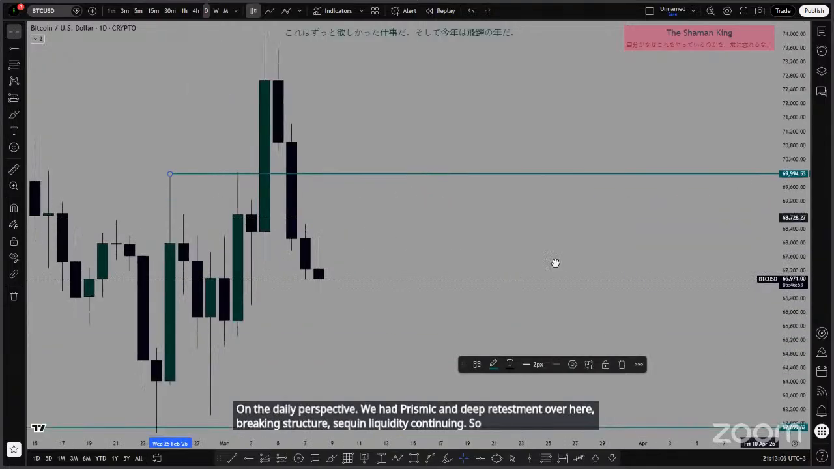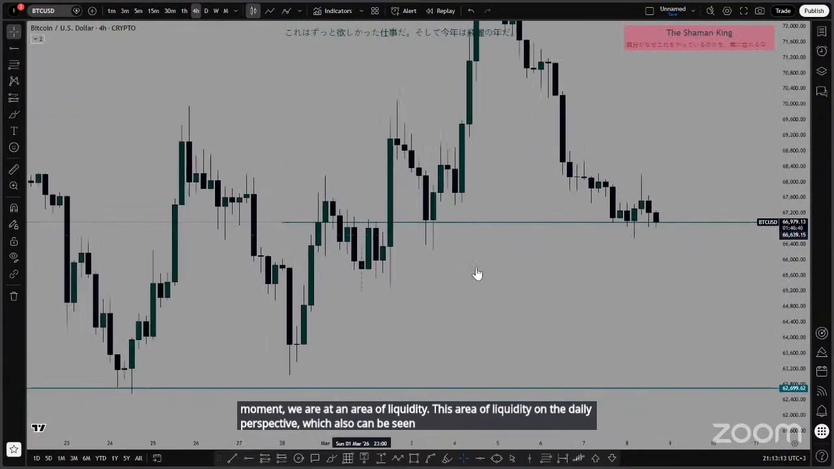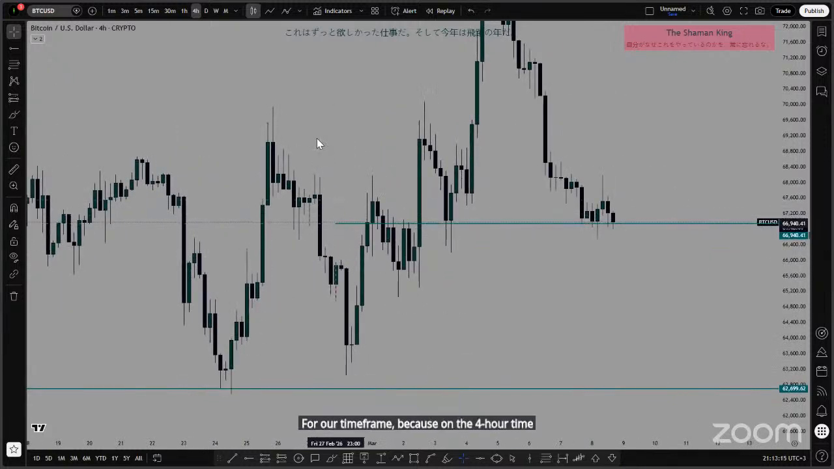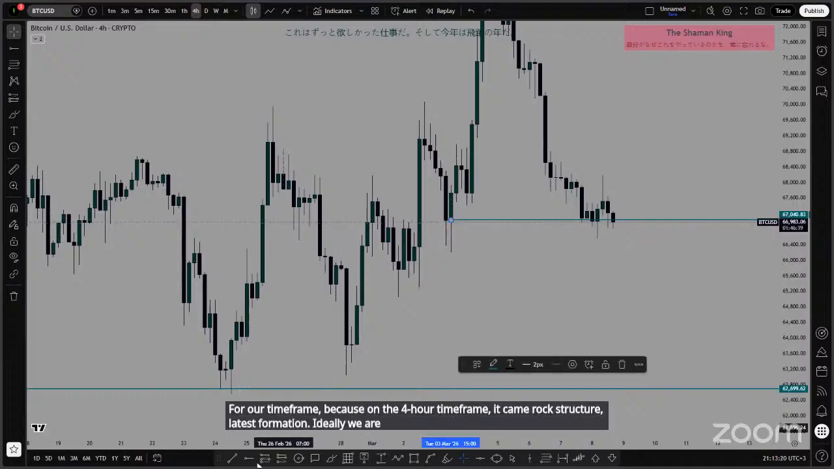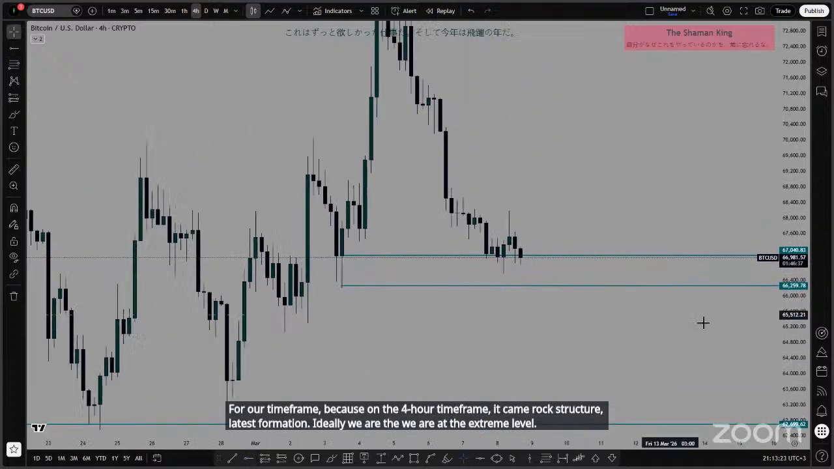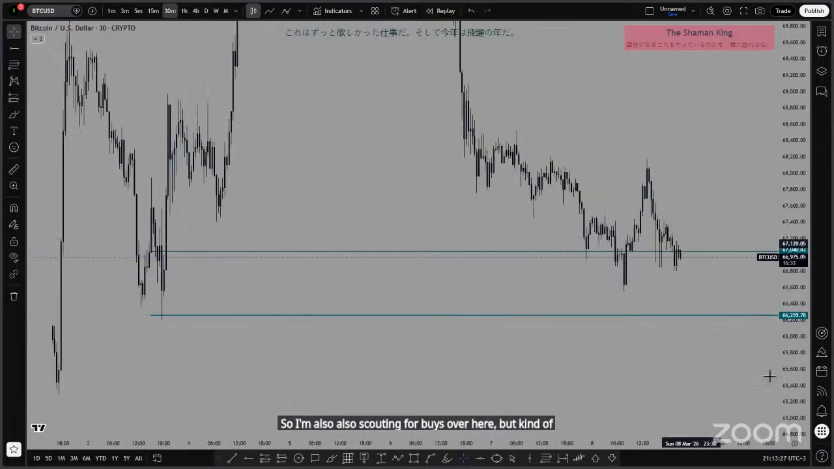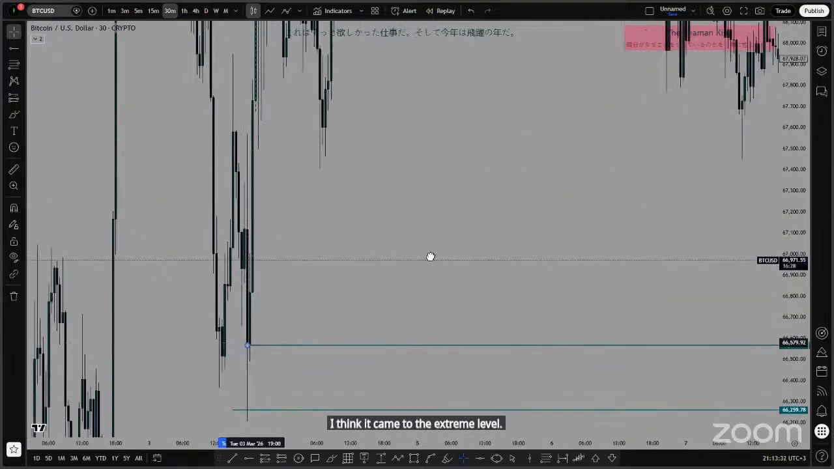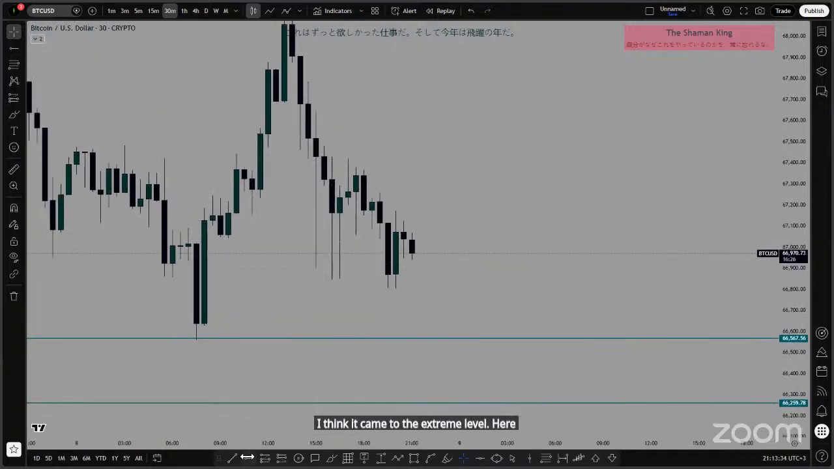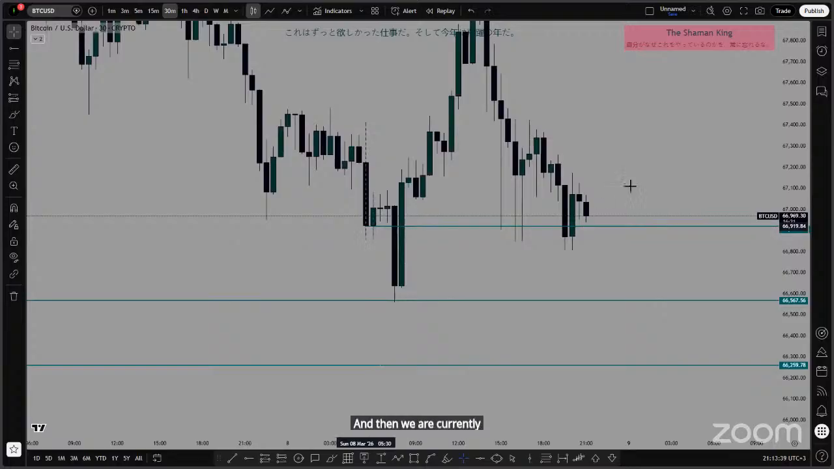So at this exact moment, we are at an area of liquidity on the daily perspective, which can also be seen on the 4-hour time frame, because on the 4-hour it came to the structure's latest formation. Ideally, we are at the extreme level. So I'm also scouting for buys over here, but need price to come in nicely. I think we came to the extreme level over here. Give us a shift, and then we are currently at a point of interest.